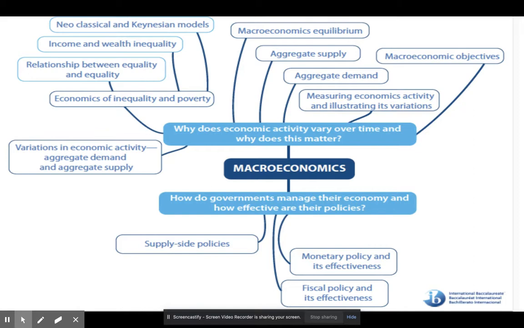And macro is looking at the broader economy. It's looking at things like economic activity, unemployment, economic growth, monetary policy, policies to fix the economy when things go wrong, when we have coronavirus. What can economists do to help improve the economy? We look at inequality, poverty, and how to get the economy out of poverty.